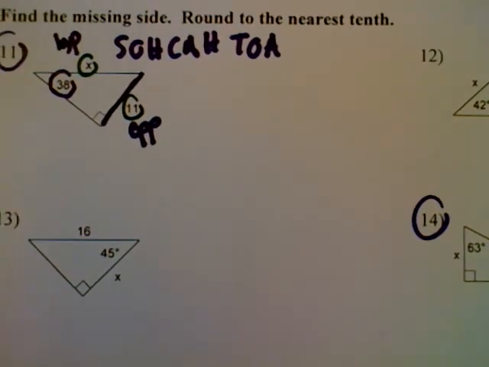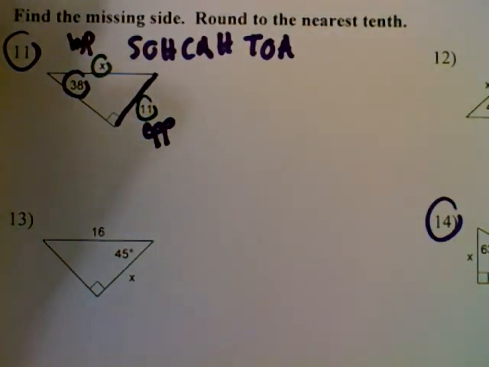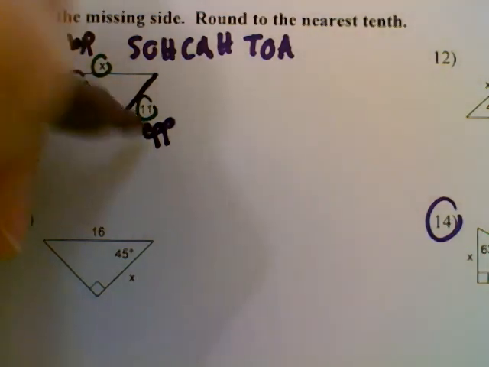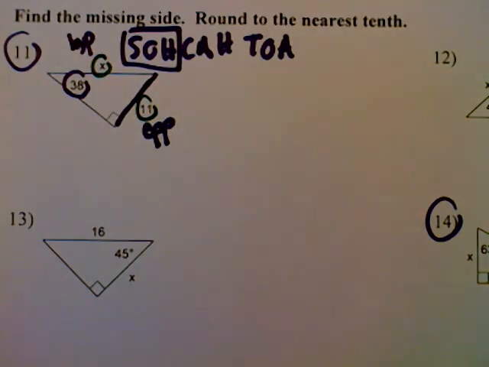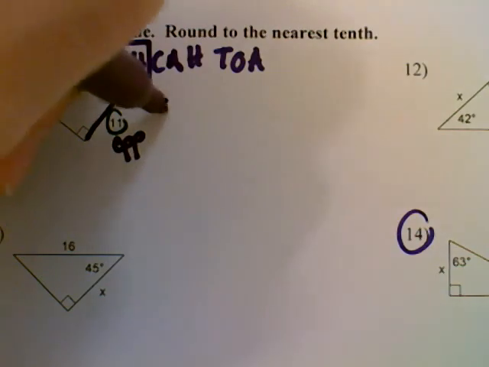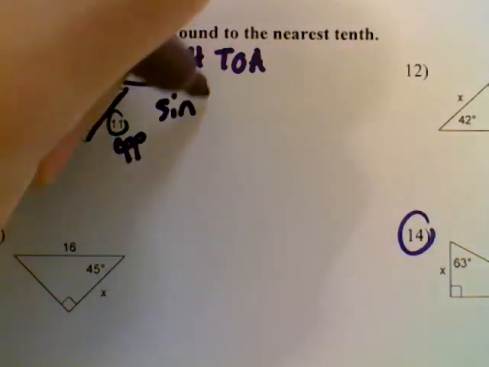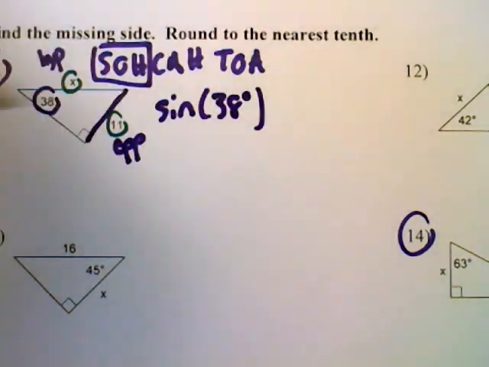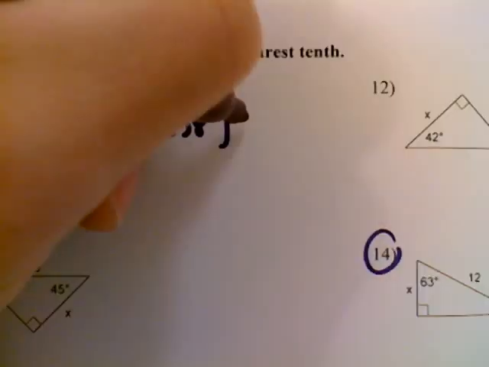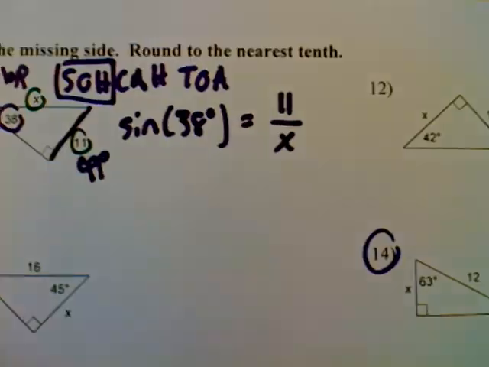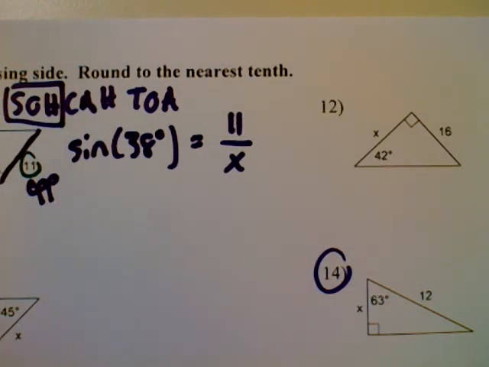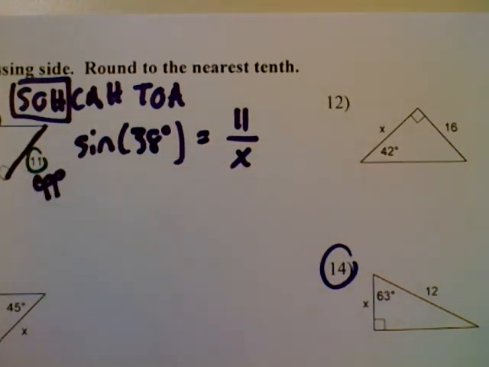So then I'm going to set up my trigonometric equation here. I know that the opposite of the hypotenuse is sine. So that means the sine, and we abbreviate that with sin, of 38 should be equal to the opposite over the hypotenuse. So this is the equation that you can set up.